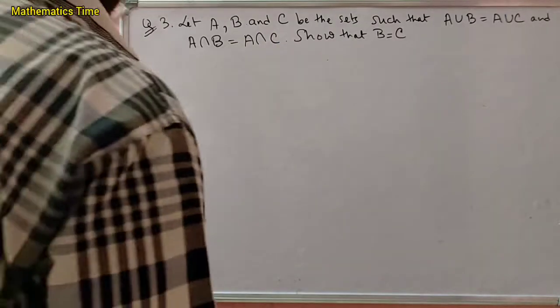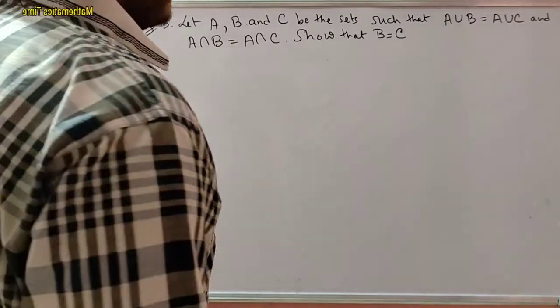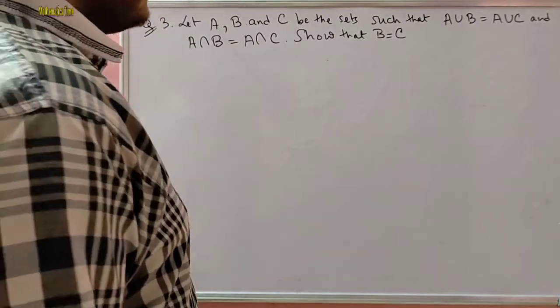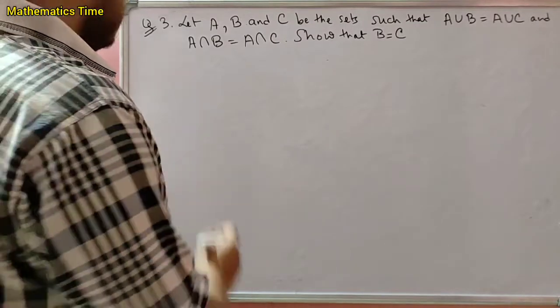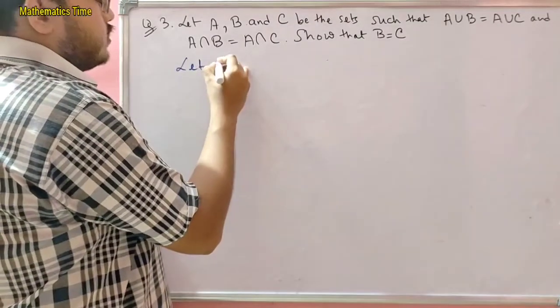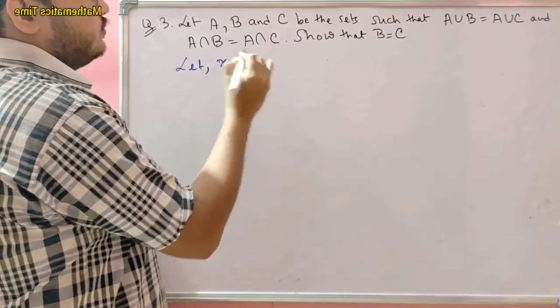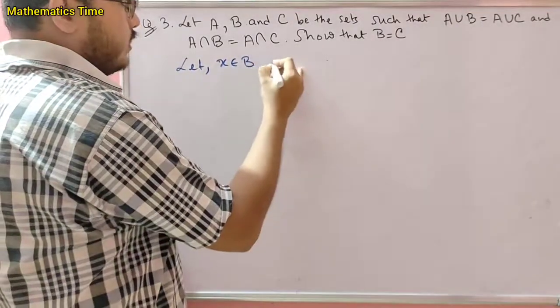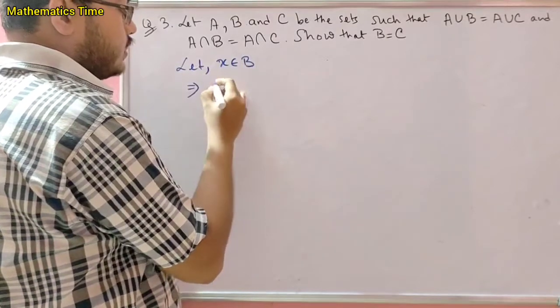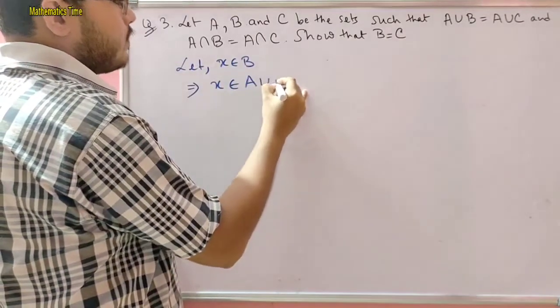Our next question is: let A, B, C be sets such that A union B is equal to A union C and A intersection B is equal to A intersection C. Show that B is equal to C. So let us consider first X belongs to B. Okay, X is an element of B. As X belongs to B, we can imply that X belongs to A union B.